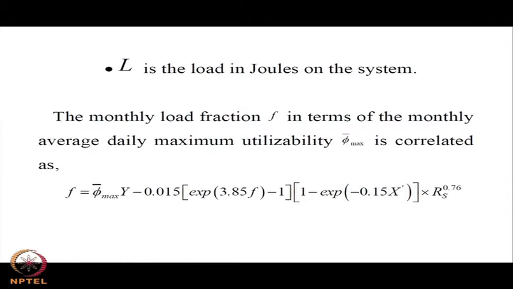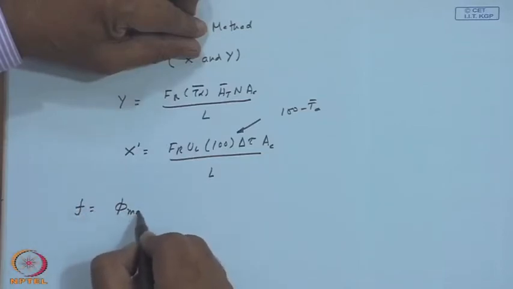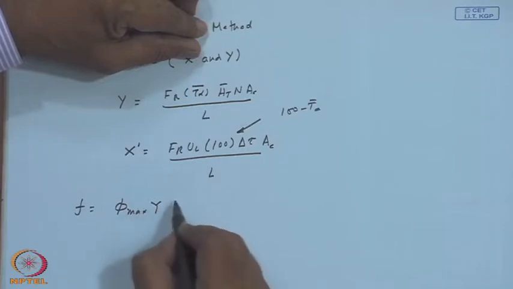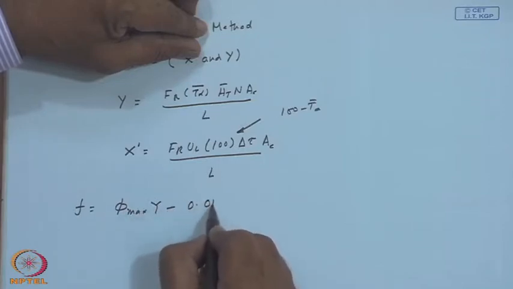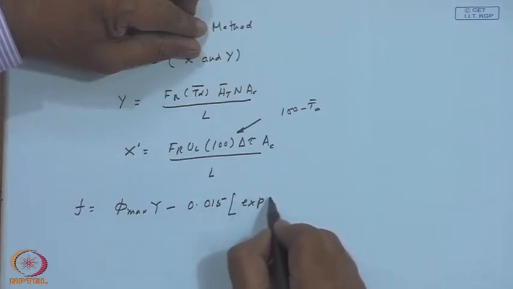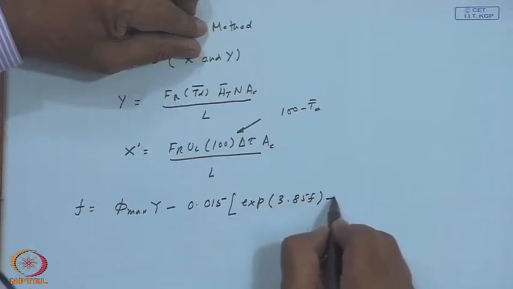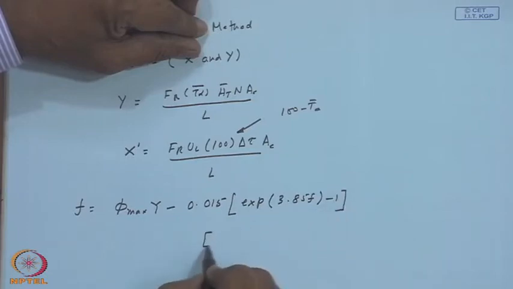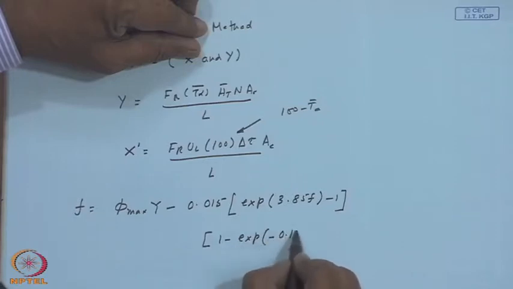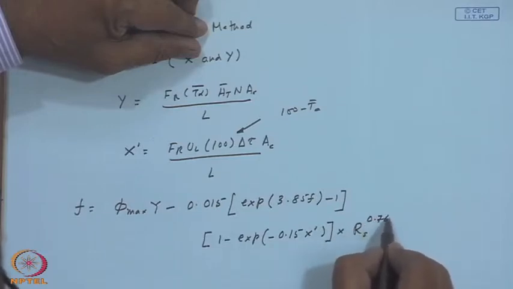So, the correlation reads f is equal to phi bar max Y minus 0.015 exponential to the power 3.85 f minus 1, times 1 minus exponential minus 0.15 X dashed, times R_s to the power 0.76.